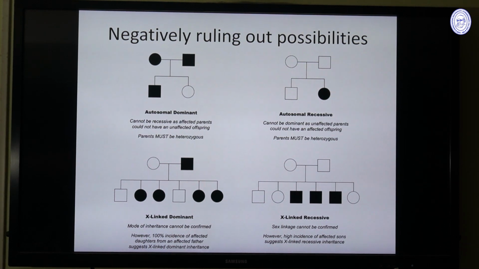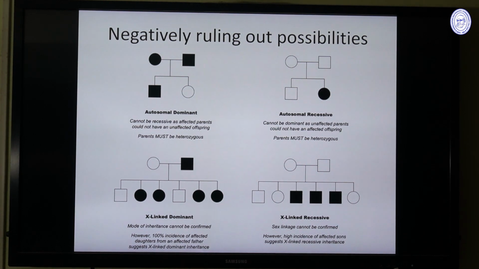Now there is another case of X-linked dominant where the mode of inheritance cannot be confirmed, but 100% incidence of affected daughters from an affected father is occurring. So the X-linked dominant inheritance is very much clear, because the father is passing his defective X chromosome, which is dominant, to all his daughters.